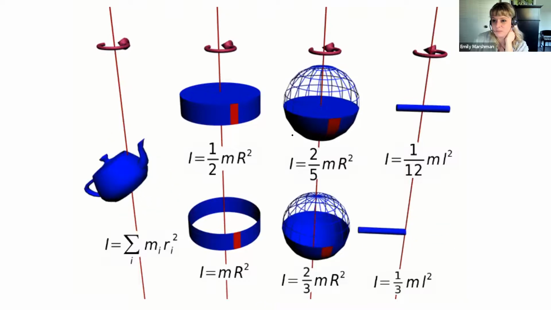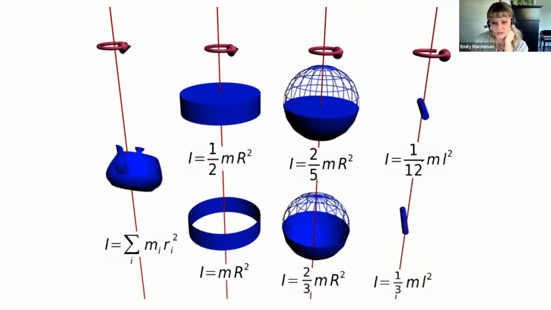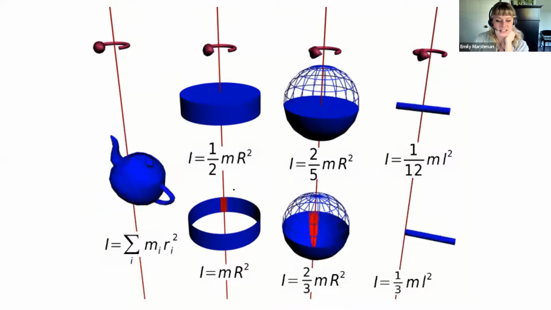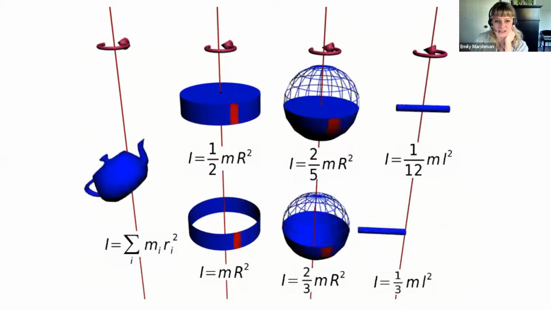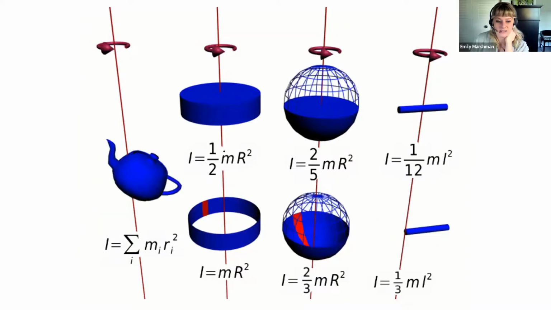You don't have to memorize these formulas. You can always look them up in a table online. They're also in your book. The key takeaway is that the moment of inertia depends upon how the mass is distributed about the axis of rotation.